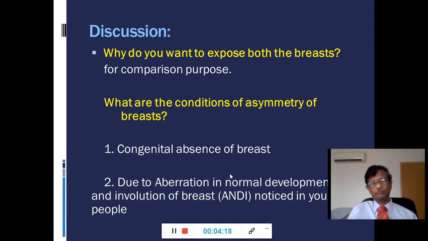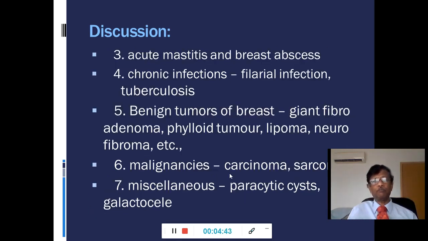Infections and tumors. Not only that, we can see asymmetry in congenital absence of one single breast, amastia. This may happen very rarely, but still it is a condition which has been described. Second is ANDI, due to aberration in normal development and involution of the breast, noticed in young people, which may result in asymmetry of the breast. Third, acute mastitis or a breast abscess may result in asymmetry. Chronic infections such as filarial infection or tuberculosis will also lead to asymmetry.